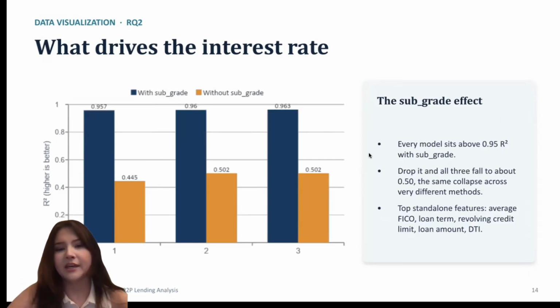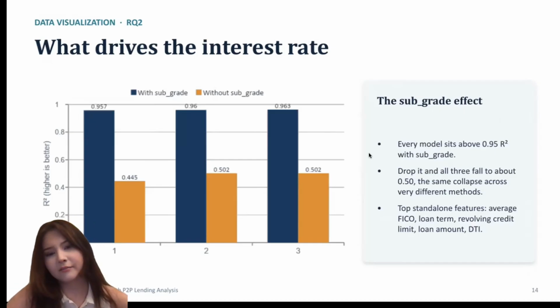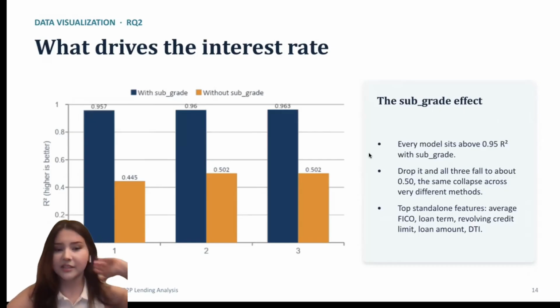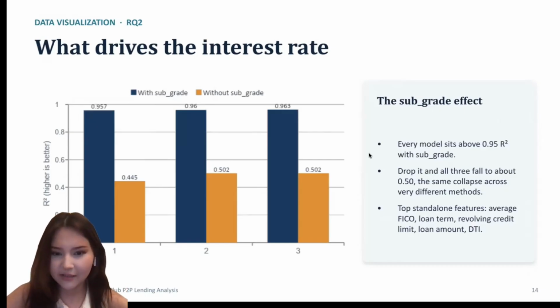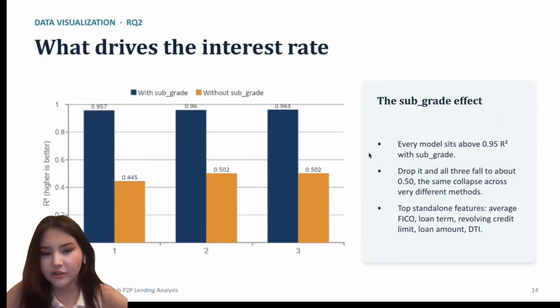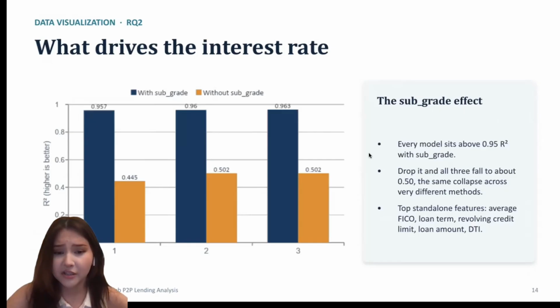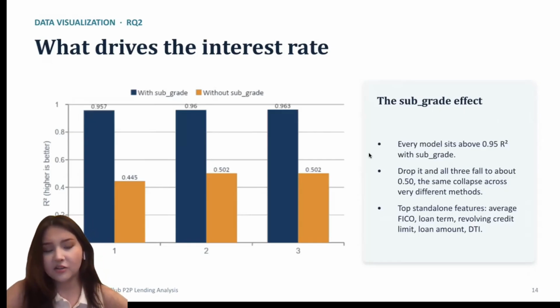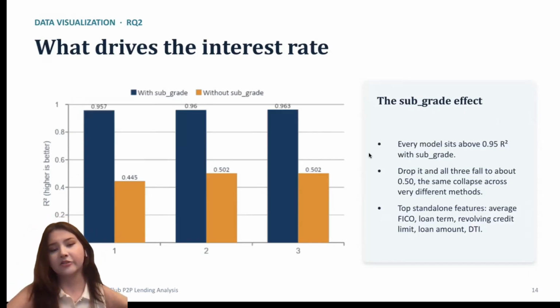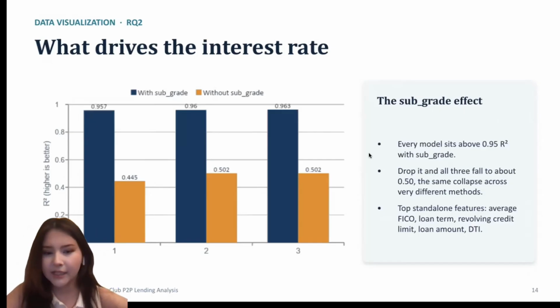So the key takeaway here is that LendingClub pricing is largely mechanical once you know the grade, aka grade is influencing the interest rate. However, even without subgrade, we can still say that borrower credit quality and loan structure explain about half of the variation, which is still a meaningful takeaway and gives us some insight onto which other features besides grade or subgrade are impacting this interest rate in the LendingClub dataset.